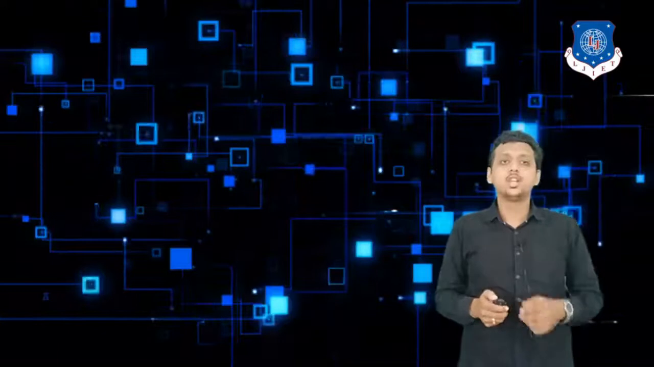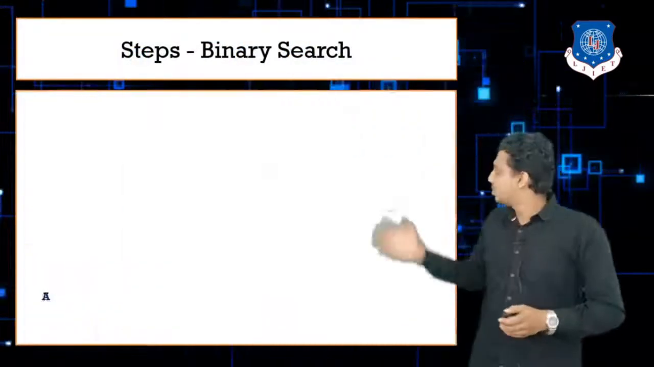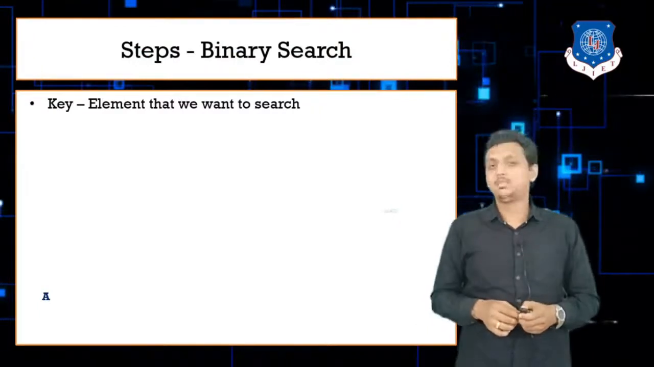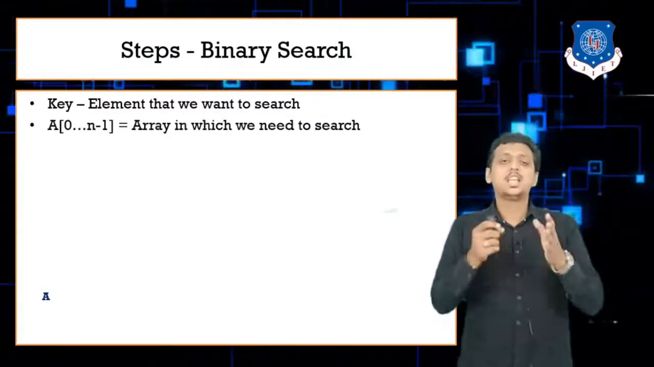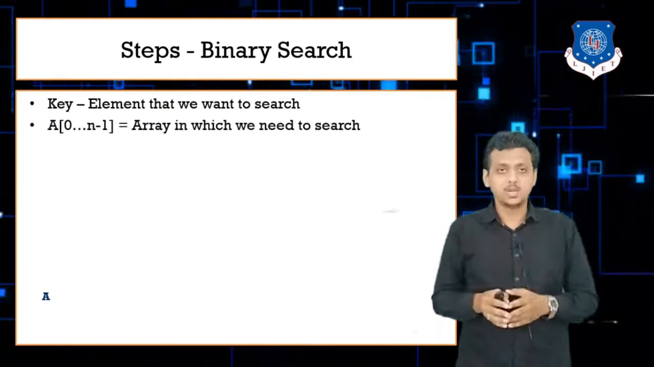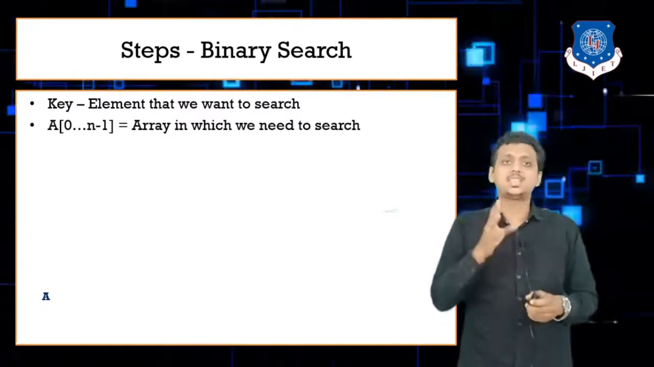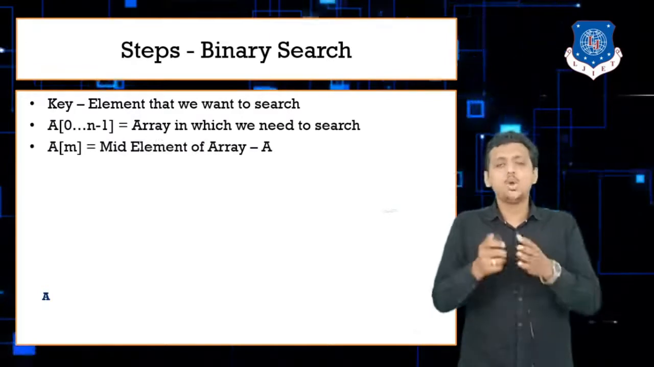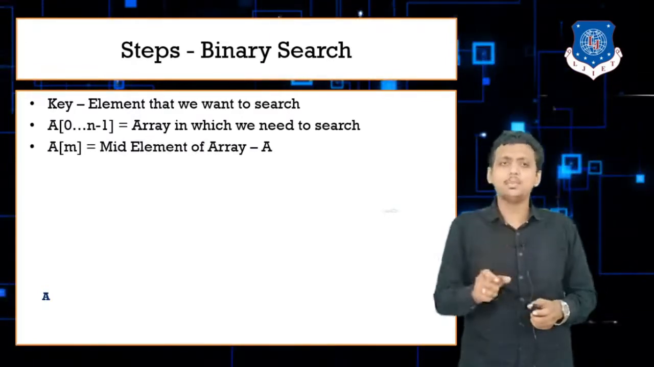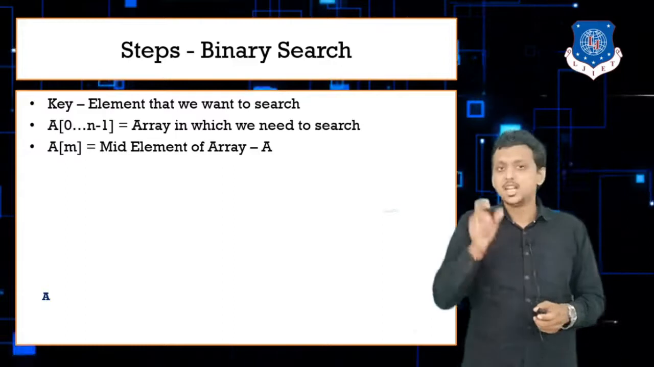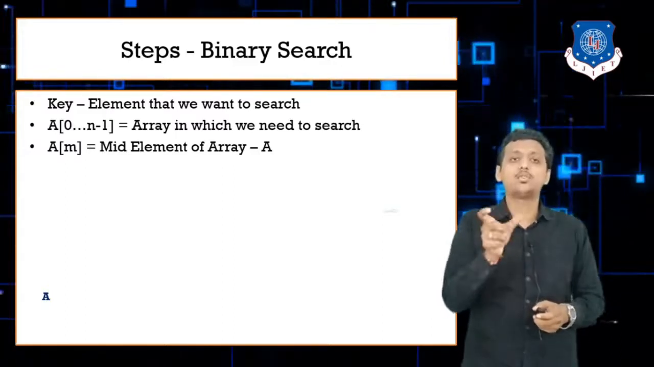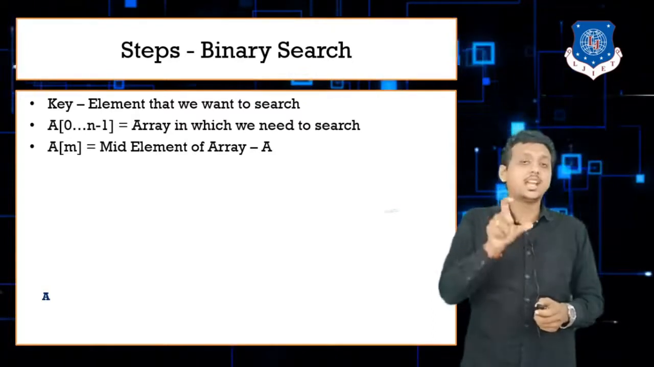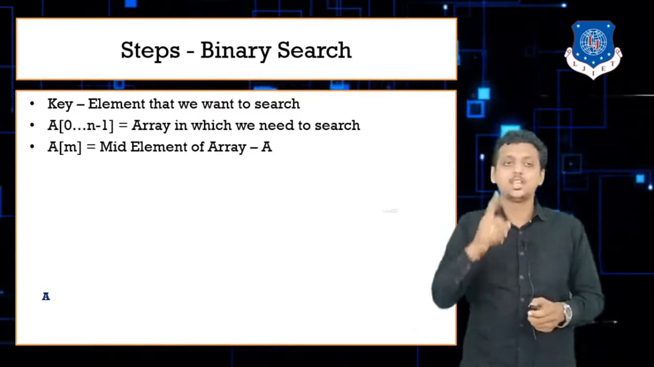Fine. So here are the steps for the binary search. First, the key element is given to you that you need to search. Then a of 0 to n minus 1 is also there, that means the array in which we need to search. And next, students, we have a of m. A of m means the mid element. Here m shows the middle index of your array. So a of m means the element, and m means the index.